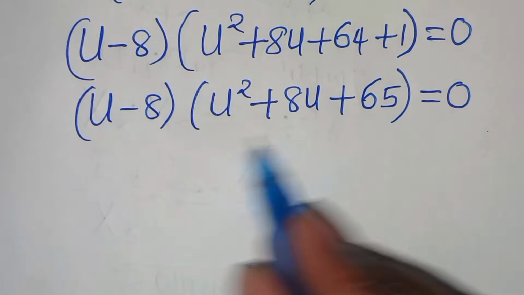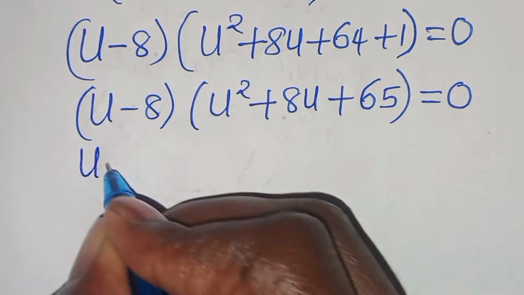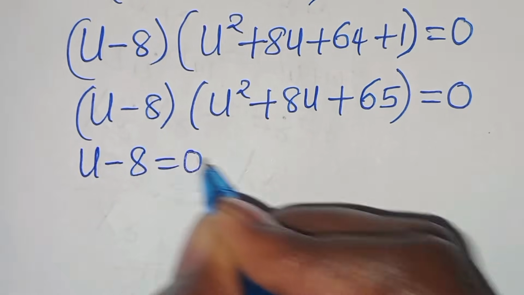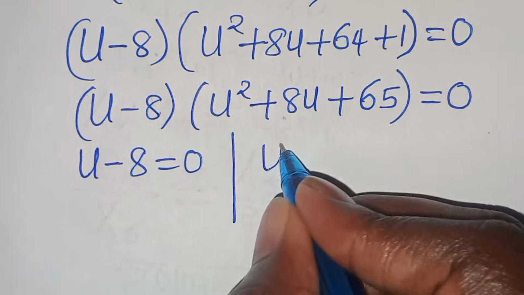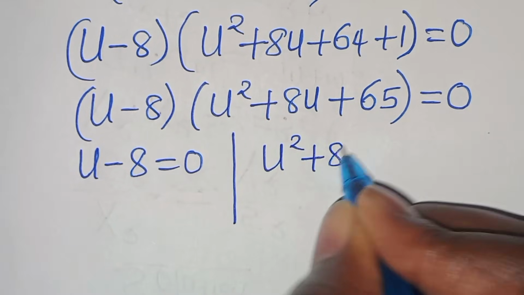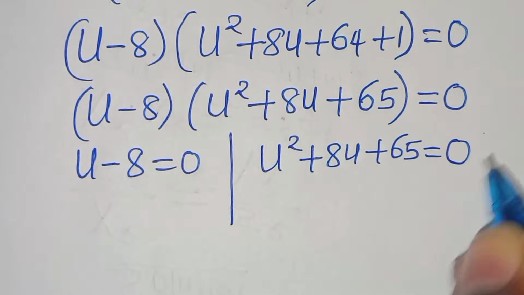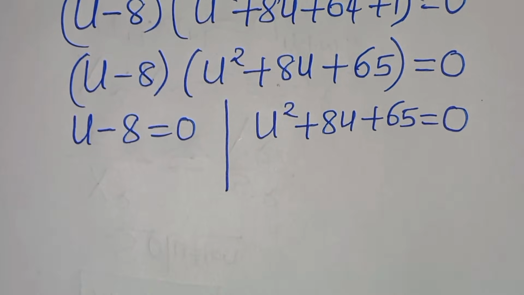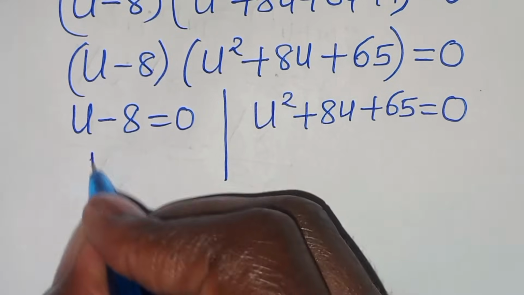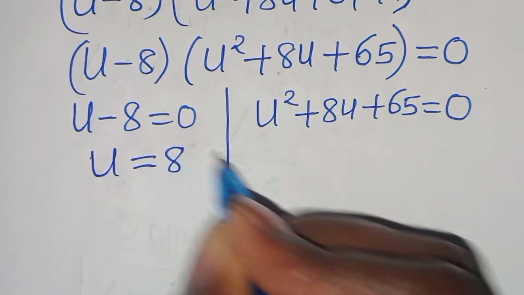Now we have got two parts here. We have u - 8 = 0, and we have u^2 + 8u + 65 = 0. So from the first part here, we have that u is equal to 8.